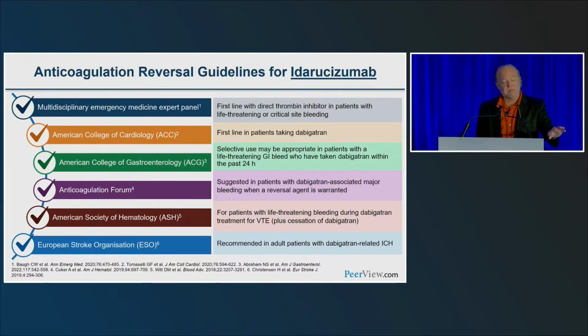But this is the same moniker as before. Emergency medicine physicians think that a targeted reversal agent is the way to go. ACC, American College of Cardiology: first line agent. Gastroenterology: selective use may be appropriate. Anticoagulation Forum: if it is warranted. ASH: if they have life-threatening bleeding. And then ESO: in adult patients with ICH. So pretty much the same thing as you saw with the Andexxa.